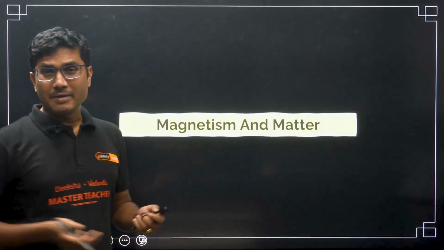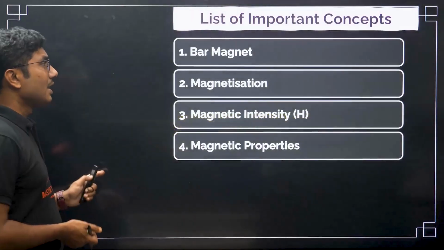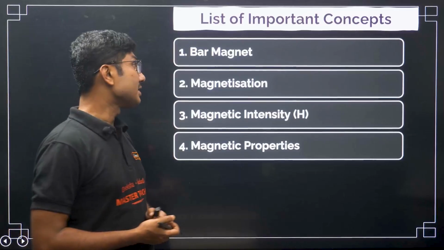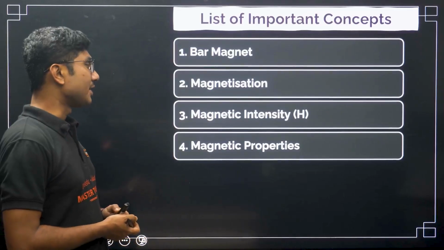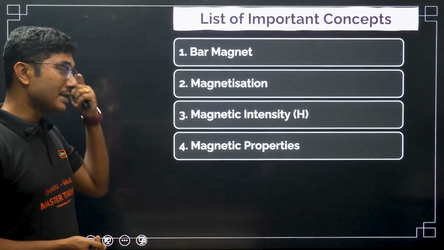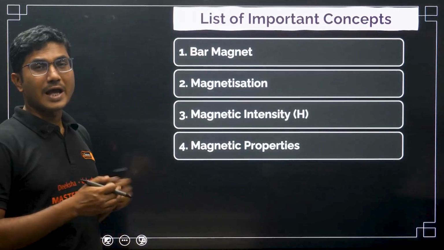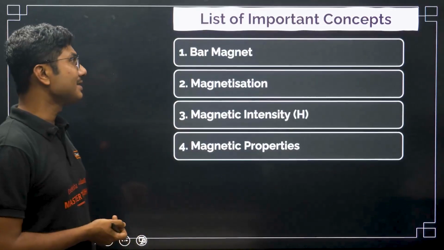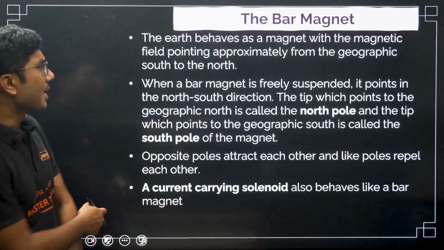So magnetism and matter, I am going to start with the first. Let's look into the list of important concepts: bar magnet, magnetization, magnetic intensity, and three magnetic properties. These are the major important concepts from this chapter. Also we have Gauss's law of magnetism in this chapter. Now let's start with the bar magnet first.